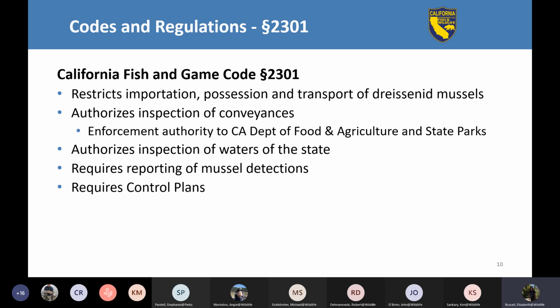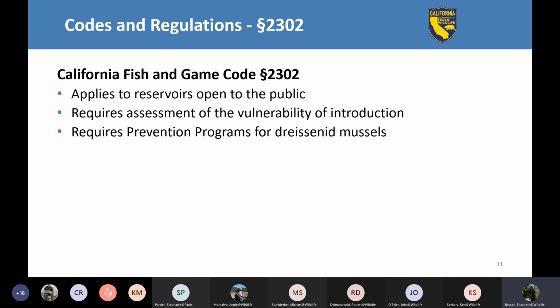The Department of Food and Agriculture will stop watercraft that are being driven into the state through the state border stations and inspect those. The Fish and Game Code also authorizes inspections in waters of the state. It requires reporting of mussel detections to Department of Fish and Wildlife. And it also requires control plans to be developed when a reservoir becomes infested. Now for prevention plans, really it's Section 2302 that is most relevant. So this applies to all reservoirs that are open to the public. It requires assessment of the vulnerability of introduction of mussels and requires a prevention program for Dreissenid mussels.